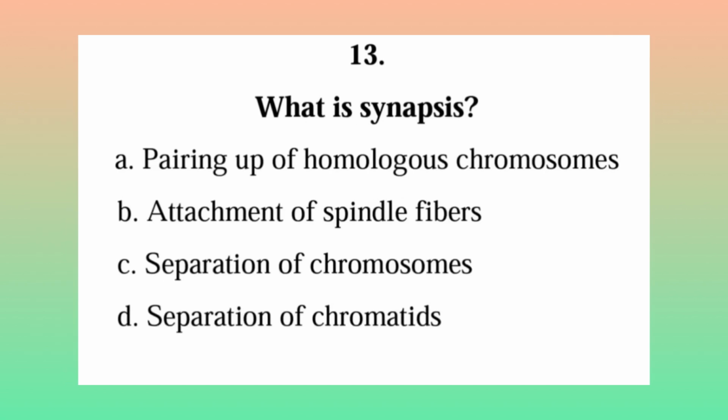13. What is synapsis? A. Pairing up of homologous chromosomes, B. Attachment of spindle fibers, C. Separation of chromosomes, D. Separation of chromatids. Answer A. Pairing up of homologous chromosomes. Synapsis is the process where during the pachytene stage of prophase 1 in meiosis 1, two homologous chromosomes come together and align themselves lengthwise. The alignment allows genetic recombination to occur.